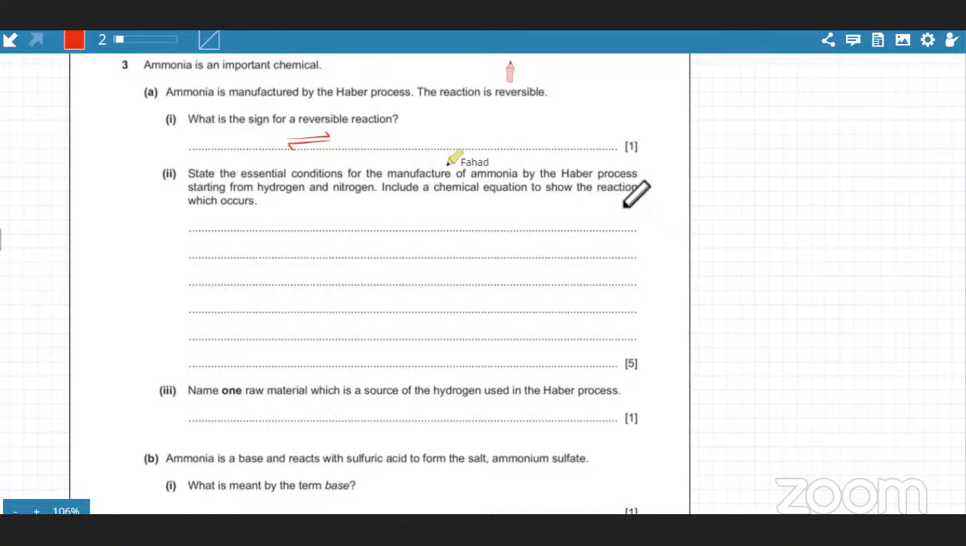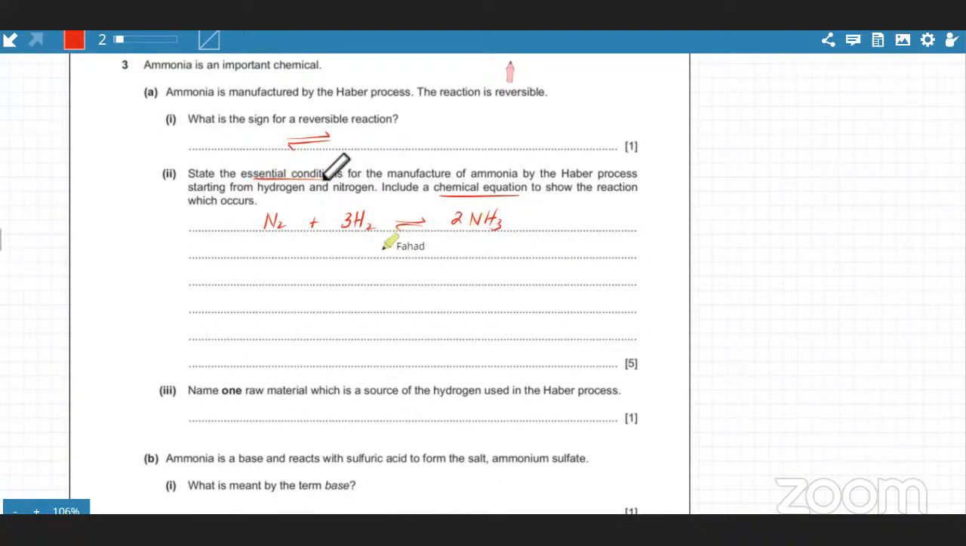It's a 5-mark question. So the first thing is write down the equation: nitrogen reacting with hydrogen, and it's in equilibrium to produce ammonia. Then clearly, include a chemical equation. We're done with that. Probably going to get 1 or 2 marks for that. The other part is state the essential conditions. So I'm going to do that. Essential conditions for this reaction.